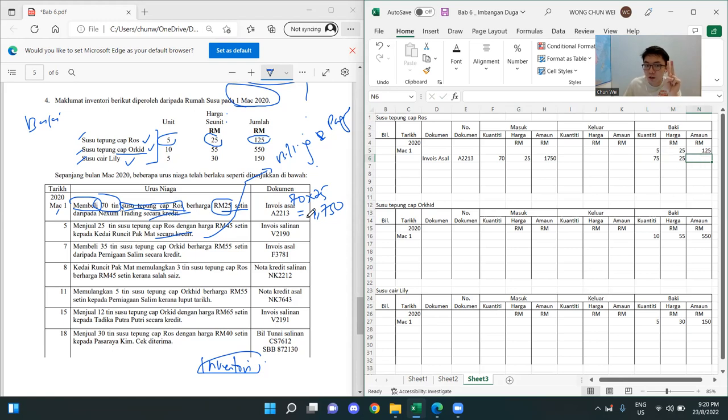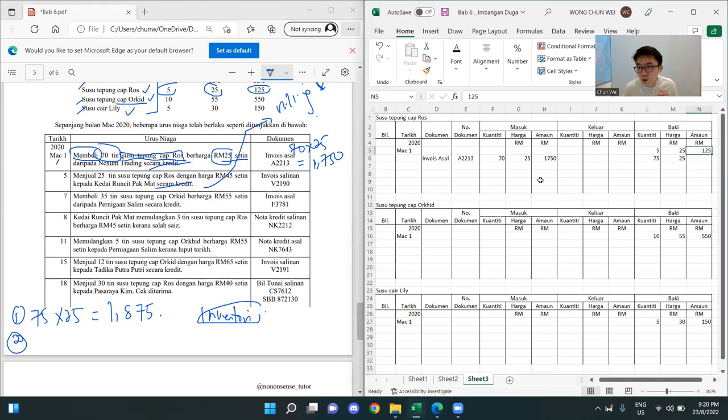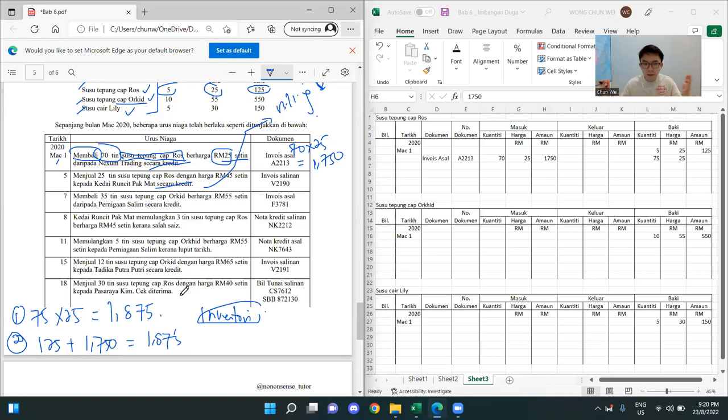There are two ways to calculate the amount here. Cara satu, you can use straight away 75 times 25, and you will get 1,875. Or cara kedua, you can use the amount baki, 125, plus the amount yang kamu beli tadi, 1,750, and at the end you still get 1,875. Why? Because this is maths. For those who have studied maths, you know the concept. So at the end it's the same, 1,875. There's nothing special here, no magic, just pure maths. Okay guys, faham tak semua? If faham, give me a 1 in the chat box.